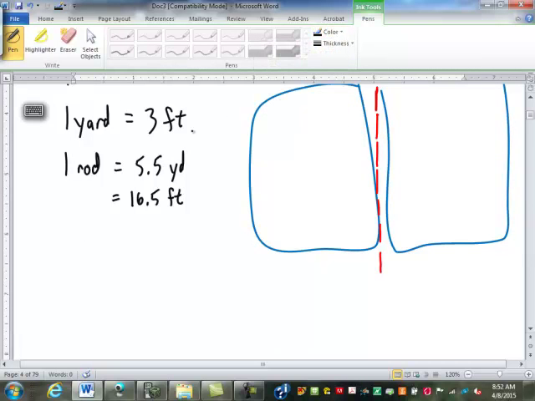There are several units that are bigger than rods. I mentioned furlongs and others. We're going to jump from there up to miles. A mile is how many feet? 5,280. Anybody know how many yards? No. 1,760 yards.